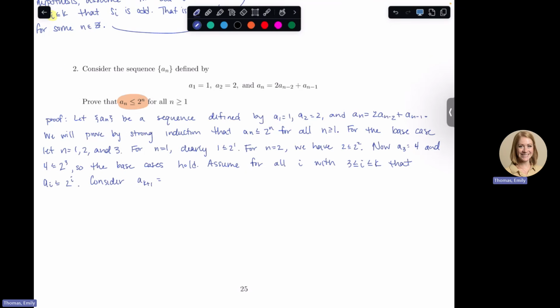What do we know about A sub k plus 1? 2 A sub k minus 1 plus A sub k. What do we know about A sub k minus 1 and A sub k? Actually, let's pause. What are we actually trying to show? We want to show that A sub k plus 1 is less than or equal to 2 to the k plus 1.